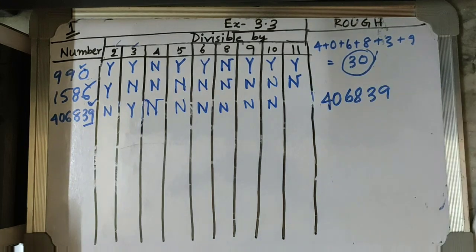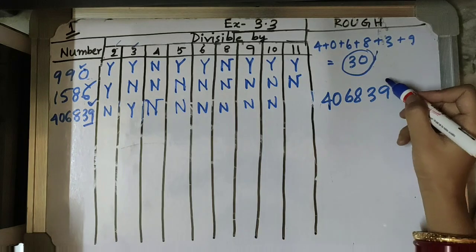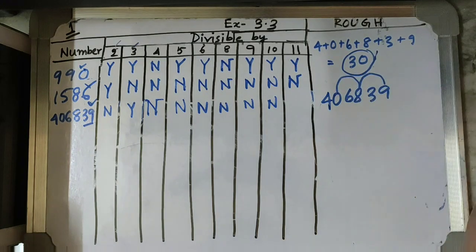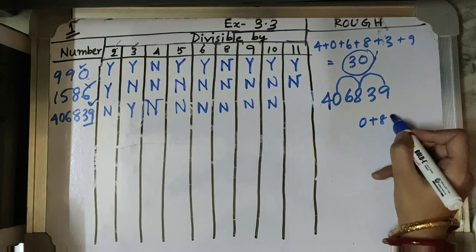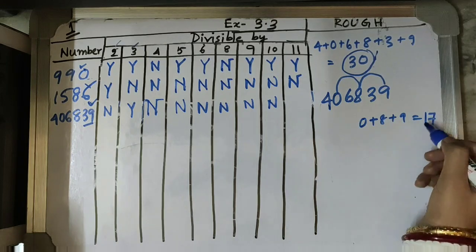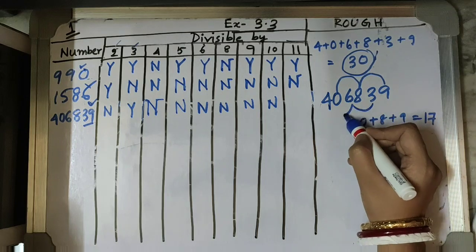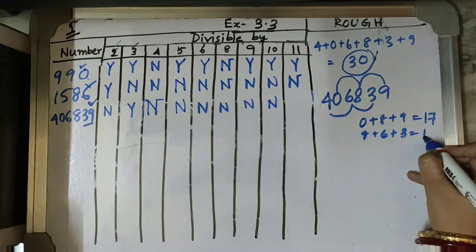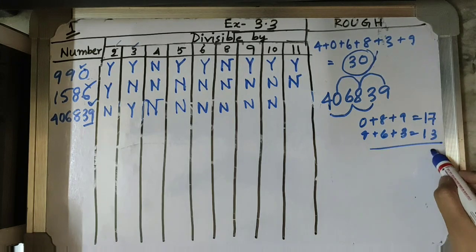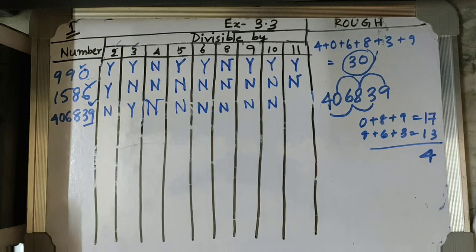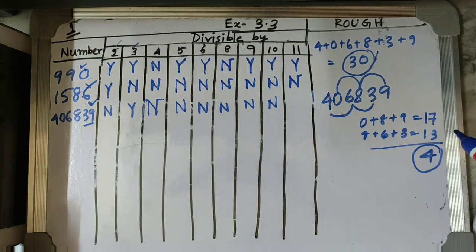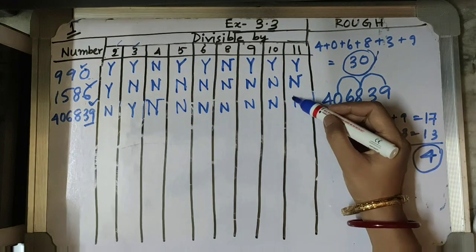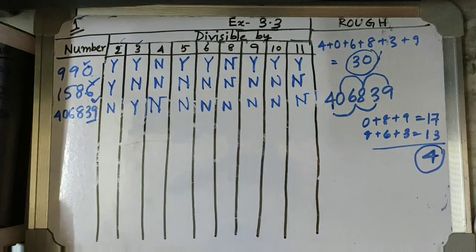Now let's check the divisibility by 11. So these are the odd places. 0 plus 8 plus 9 means 17. Now 6, 3, 4. 4 plus 6 plus 3, we are getting 13. Now after subtracting we are getting the result 4, which is not there in the 11's table, which means it is not divisible by 11. So the number entirely will not be divisible by 11. So let's proceed.